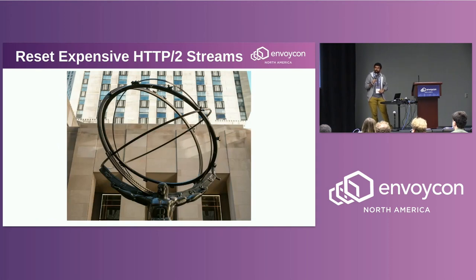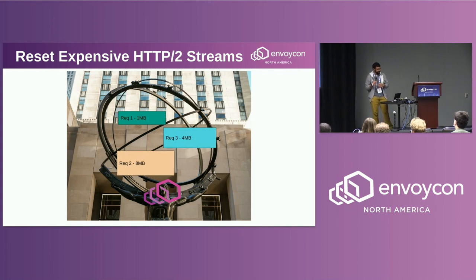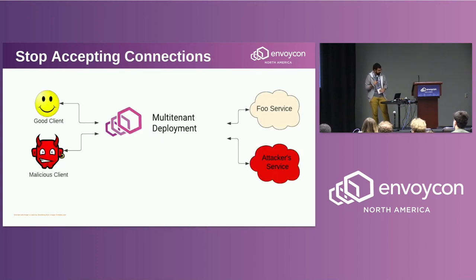Envoy has the ability to reset expensive HTTP2 streams. So this is Atlas. He's a Greek myth. He holds up the world for your traffic. This is Envoy. And Envoy has the ability to know for HTTP2 traffic how many bytes it has buffered for a particular request response. And it can use that information to drop the more expensive streams. And as there's an increase in resource pressure, we can continue to more aggressively drop streams to keep the proxy alive.